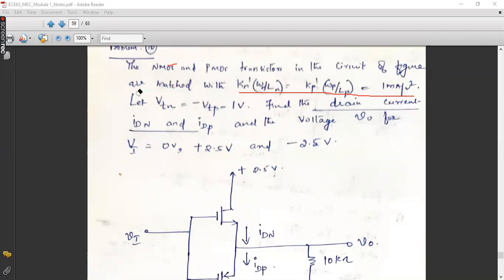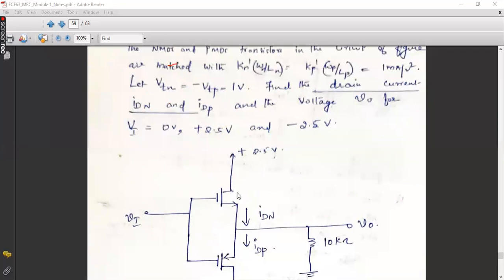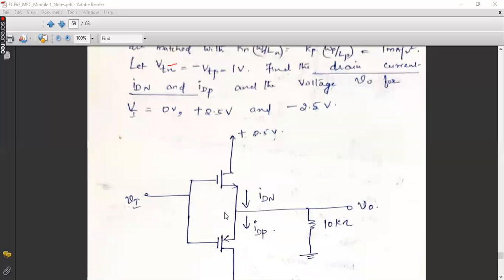Clear? And based upon this, we have to find the drain current IDN and IDP. IDN is the drain current flowing through the NMOS. IDP is the drain current flowing through the PMOS. So we have to find the values for both IDN and IDP. Correspondingly, we will find the output voltage V0 for the 3 inputs.